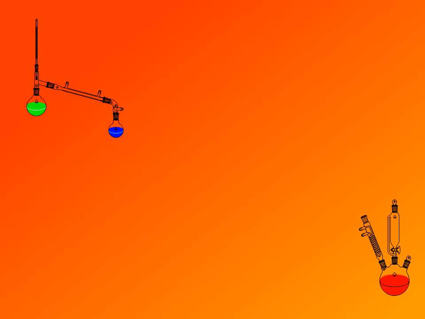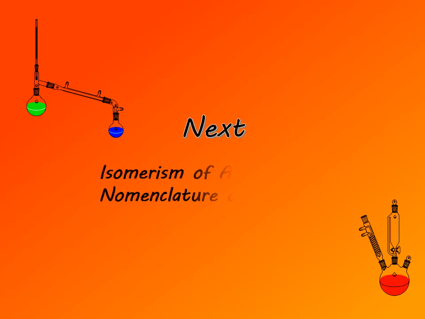And so this completes our study of nomenclature of alkenes and alkynes. Next, we are going to look at isomerism of alkenes and nomenclature of dienes.